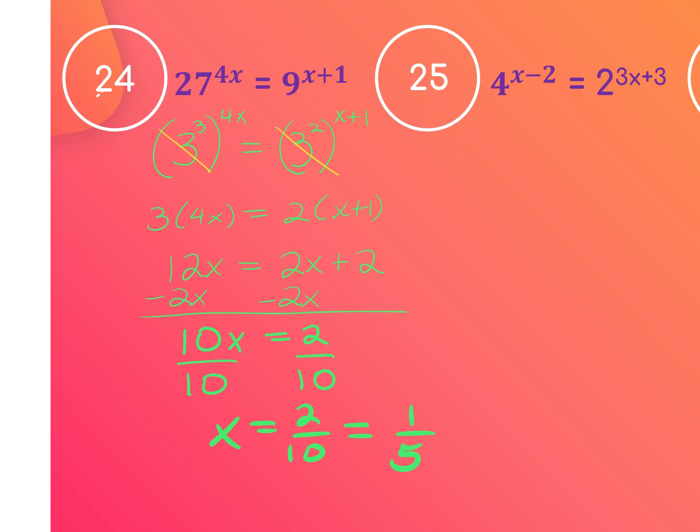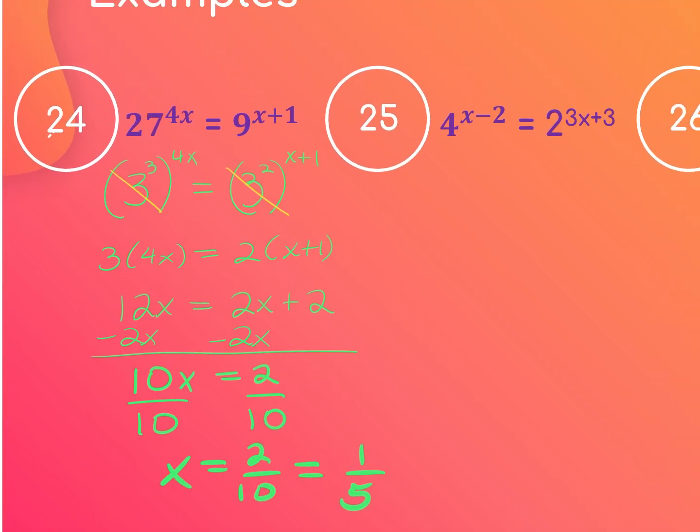Next one, I can change that bigger base to the smaller base. I can change 4 and make it 2 squared. So I'll change the 4, make it 2 squared. Put the exponent that was originally there back. And then leave the 2 raised to the 3x plus 3 power. Get rid of the base of 2. Take the power to the power. Multiply that one. And then just rewrite this one.